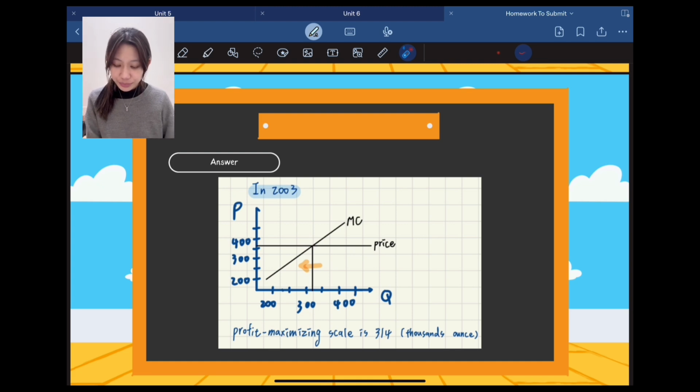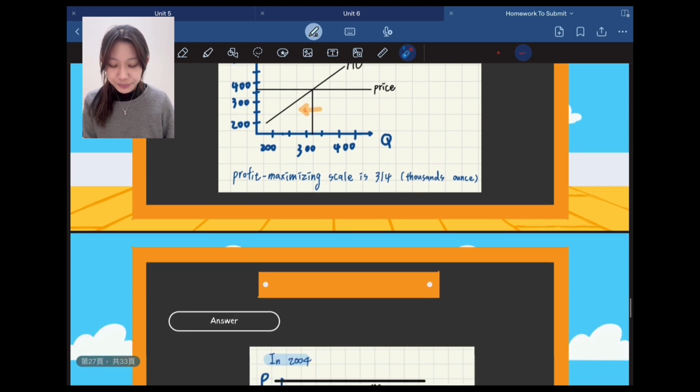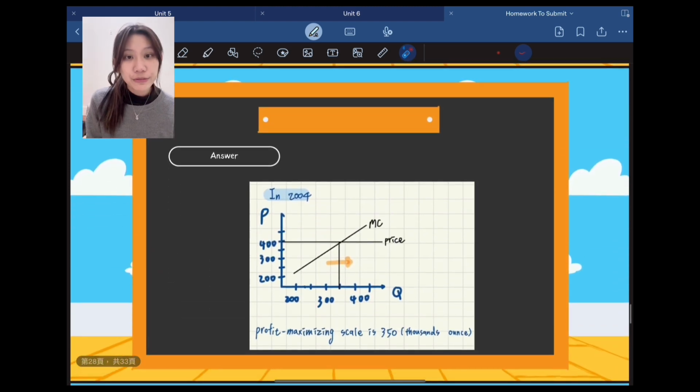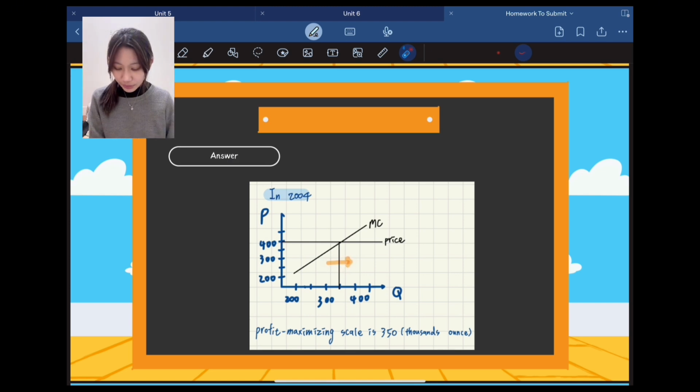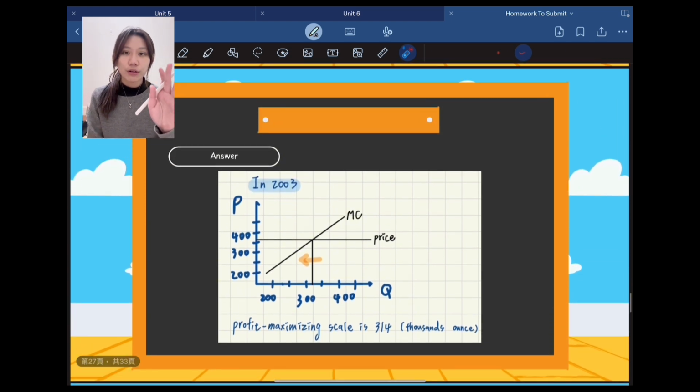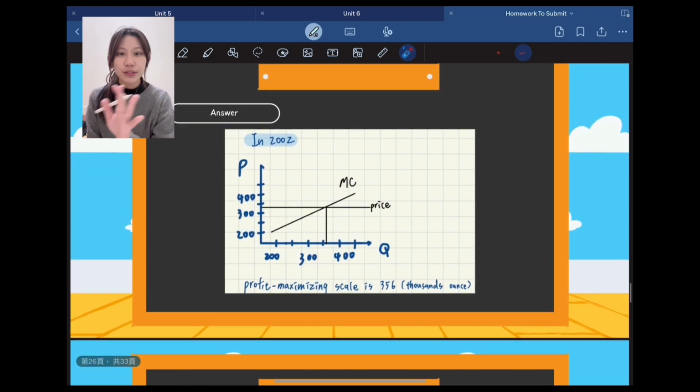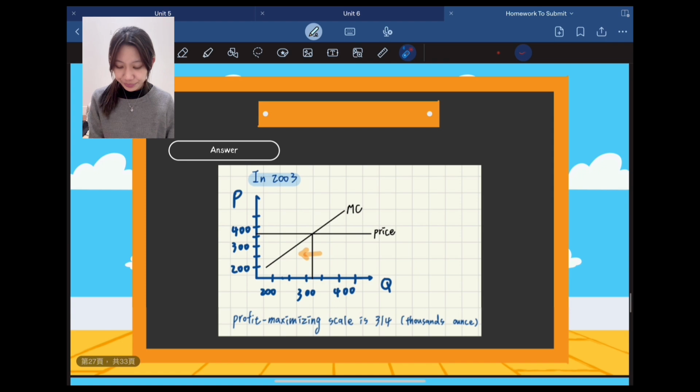340,000 ounces. And in 2004, they produced 350,000 ounces and sold at $391 per ounce. Compared to 2003, it shifts to the right a little bit. So the marginal cost curve will initially shift to the left and then shift to the right. So we move on to question B.